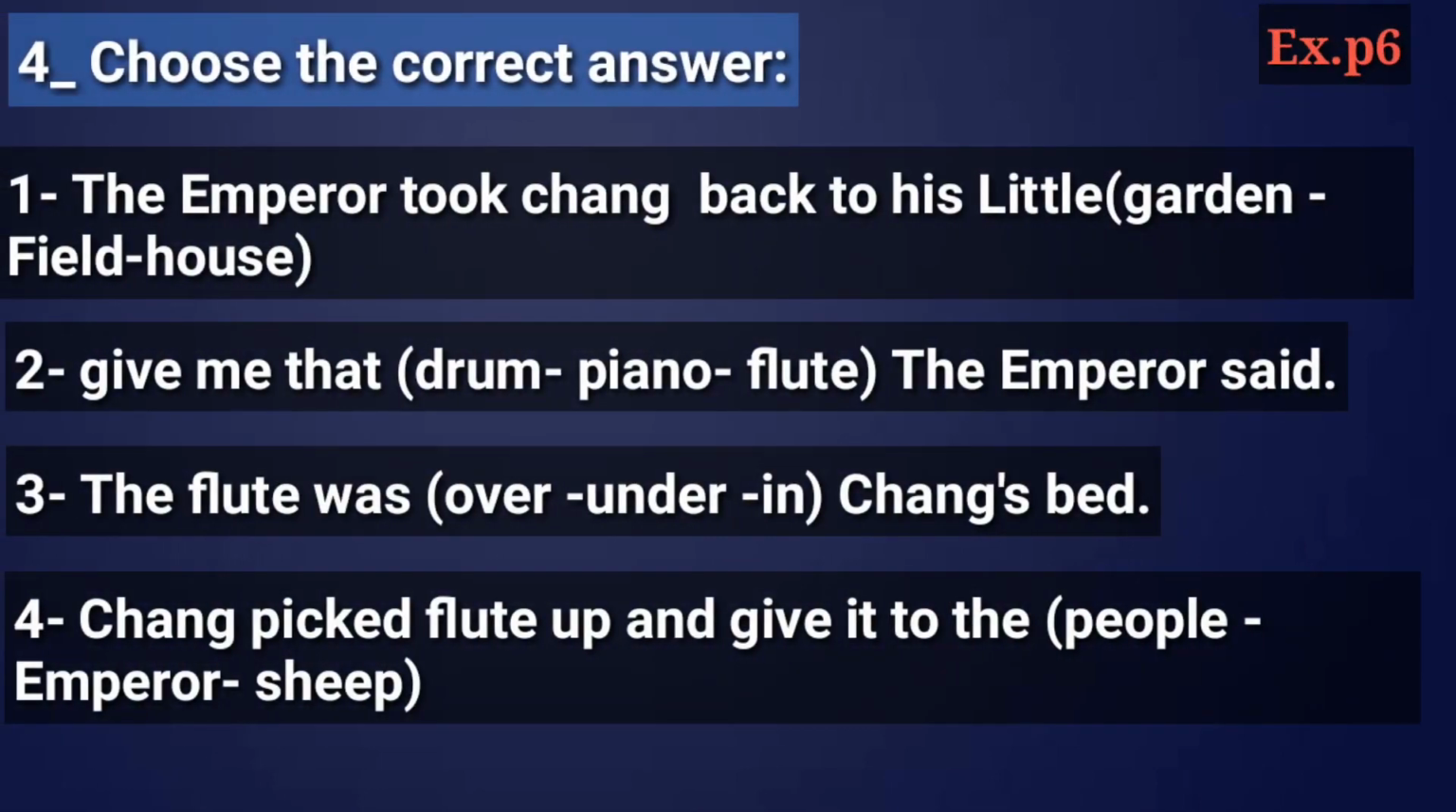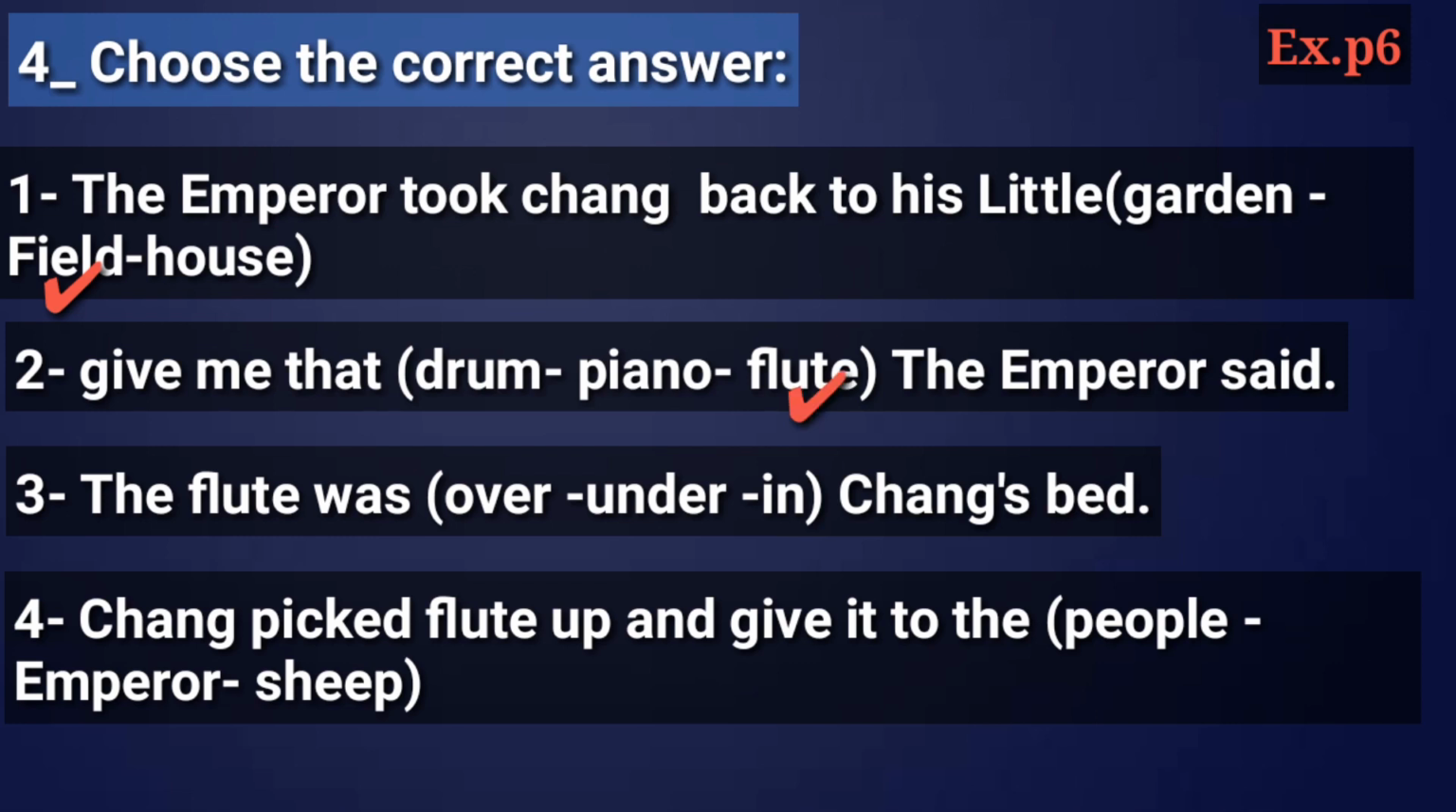Exercise page 6. Number 1, choose the correct answer. Number 1, the emperor took Chang back to his little house, garden, field. The right answer is field. Number 2, give me that drum, piano, flute, the emperor said. The right answer is flute.